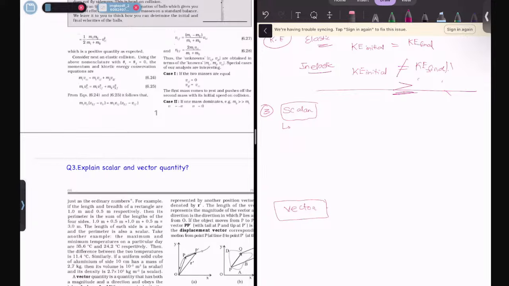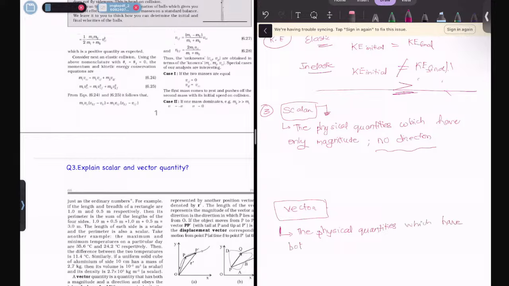So how will you define scalar quantity? The physical quantities which have only magnitude, no direction. Those are called scalar quantities. And what do you mean by a vector quantity? Vector quantity means the physical quantities which have both magnitude and direction.